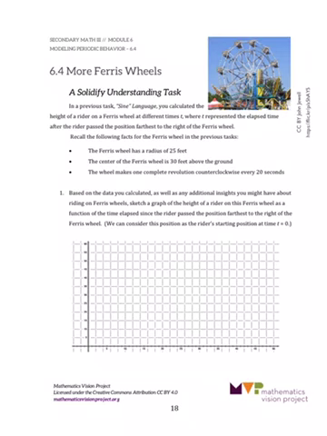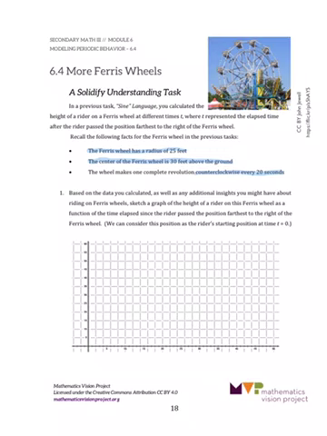It says in the previous task, Sine Language, you calculated the height of a rider on a Ferris wheel at different times t, where t represented the elapsed time after the rider passed the position farthest to the right of the Ferris wheel. So the important facts we need to remember: the Ferris wheel had a radius of 25 feet. The center of the Ferris wheel was 30 feet above the ground, and the wheel makes one complete revolution counterclockwise, and counterclockwise is important, every 20 seconds.